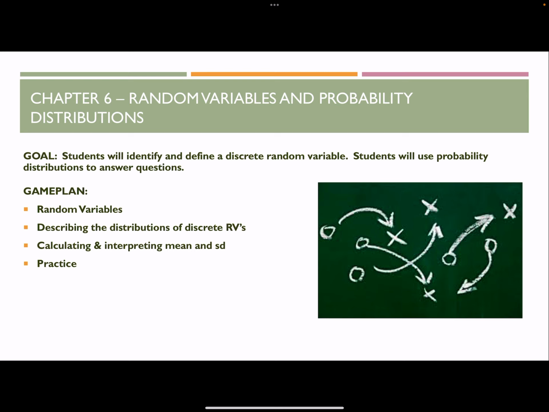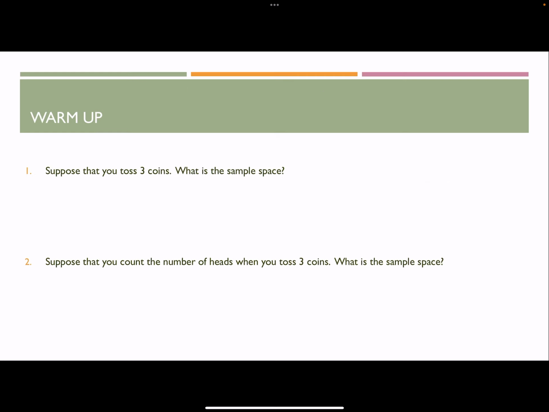Hello. We are going to talk today about random variables, and specifically we're going to talk about discrete random variables today. We're going to start with a little bit of a warm-up to get us into the definition of what a random variable really is. So suppose that we toss 3 coins. What is the sample space? So list all the possible outcomes.